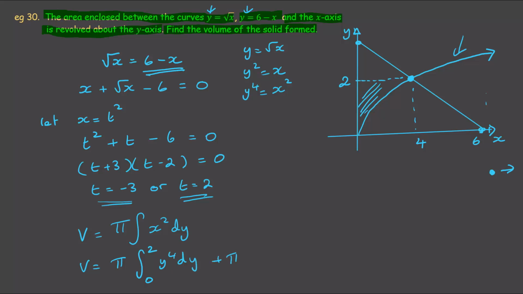But then we've got the other bit. Now, y is equal to 6 minus x, which means x is equal to 6 minus y. So x squared is 6 minus y squared. So in here we're going to have 36, take away 12y, plus y squared dy. And that is going to go from 2 up to 6, which is the intercept just there.